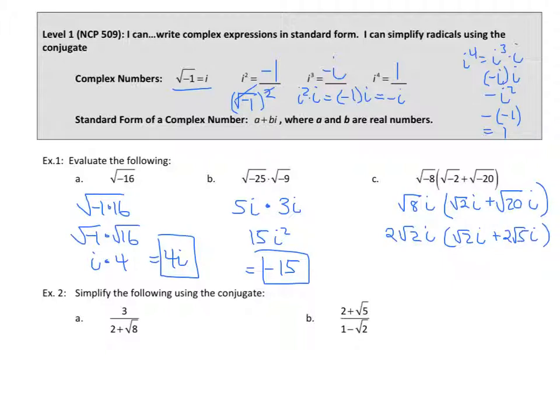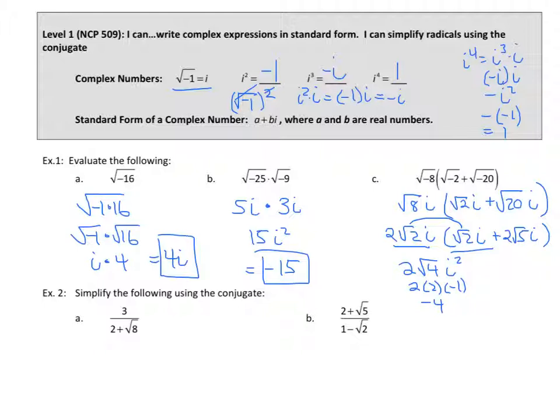And now I'm going to distribute. So I multiply this first term times this first term, and we get 2 times, and then we multiply the radical parts together. Square root of 2 times square root of 2 is square root of 4. We multiply the i's together and we get i squared. And then to simplify this a little bit, square root of 4 is 2, so this is 2 times 2, and i squared is -1, so we get -4.